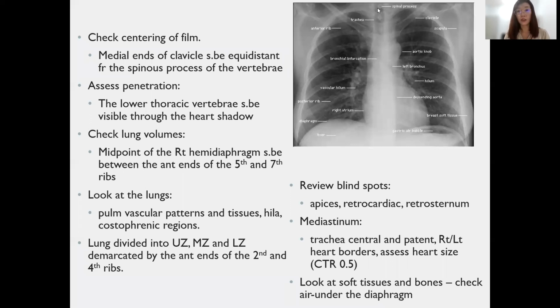Okay, after that, go to the trachea to see whether it's patent, which we can see as a lucent lumen here, and then the left and right heart border. After that, we need to measure the cardiothoracic ratio. Normal will be 0.5. Then the last step will be to look at the bone and the surrounding soft tissue.